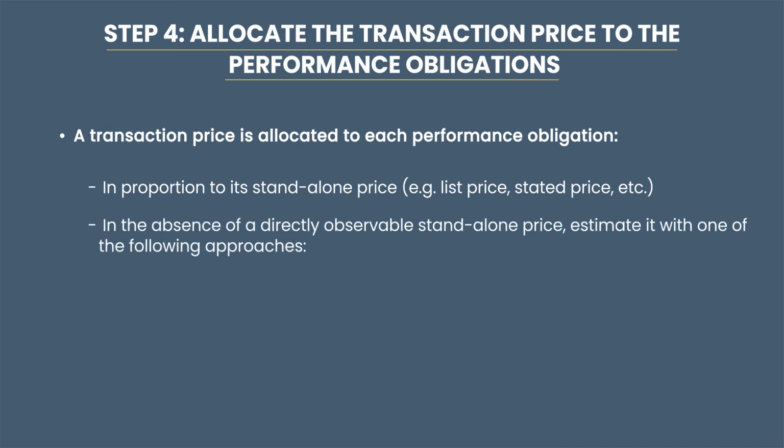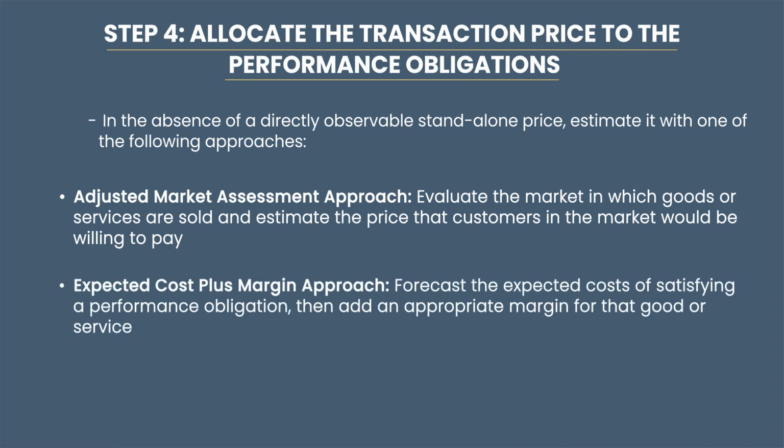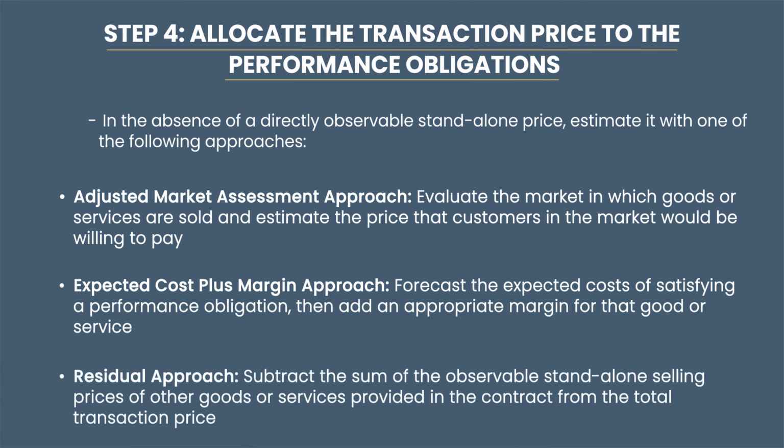In the absence of a directly observable standalone price, the price is estimated with one of the following 3 approaches. The adjusted market assessment approach, which is to evaluate the market in which the goods or services are sold and estimate the price that customers in that market would be willing to pay. You could also use the expected cost plus margin approach. This is to forecast the expected costs of satisfying the performance obligation and then apply a margin on top of that cost. The third is the residual approach, where you subtract the observable standalone selling prices of other goods or services provided in the contract from the total selling price.